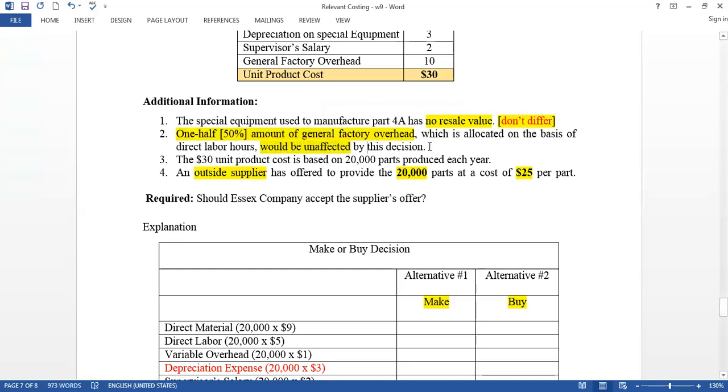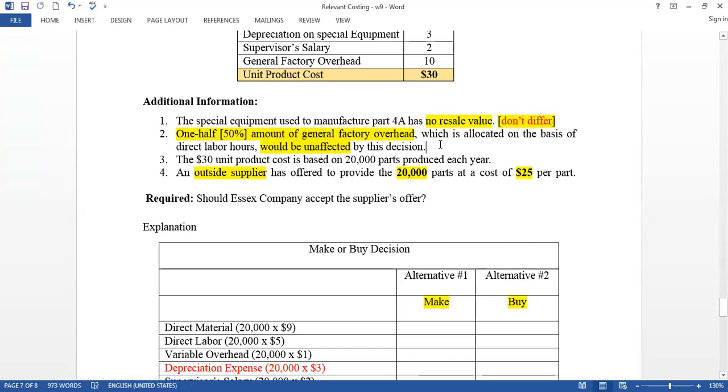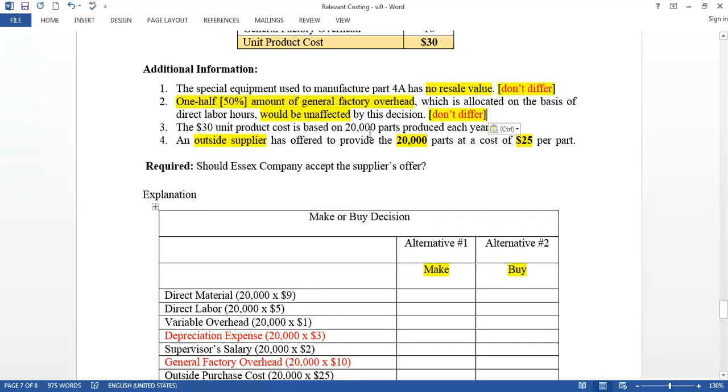What is the meaning of would be unaffected? Differ or don't differ? Don't differ. Yes, very good. So you find that 50% of general factory overhead doesn't differ, whether you make it or whether you buy it. And your $30 unit cost is if you produce 20,000 units. If you produce 20,000 units, then per unit is $30, right?